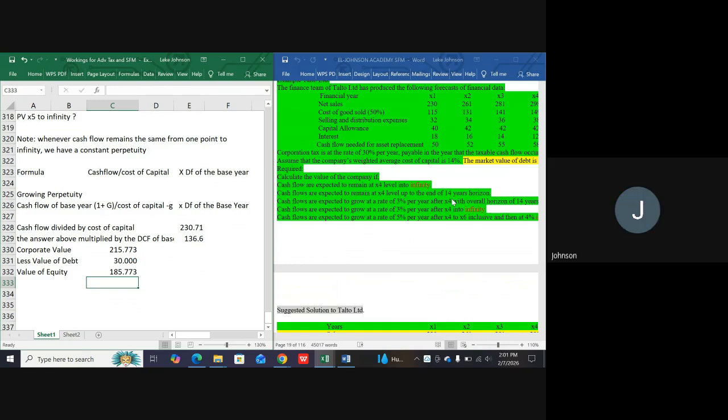Now I told us that it's only when something is going to infinity. I'm saying it again. It's only when you see the word infinity, when something is going to infinity, that's when we call it a perpetuity. If you didn't see infinity, it's not a perpetuity. So now let's just assume we don't know what it is. So let me teach us what it is now. Whenever cash flow remains the same from one point to another point, definitely we know that it's not going to infinity.